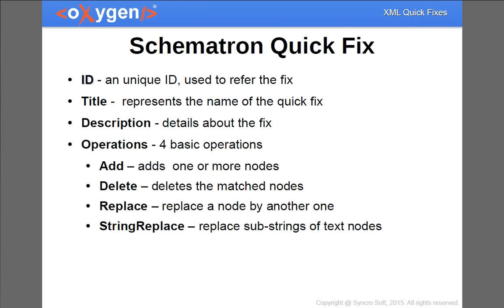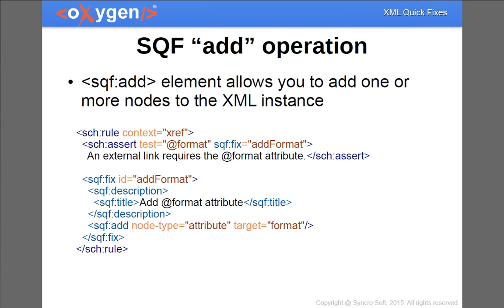The add operation allows you to add one or more nodes to the document instance. The delete operation is used to match the nodes to be deleted. With the replace operation, you can replace a node with another node or with other nodes. And the string replace operation is used especially for text nodes, and it also has a regular expression which can match substrings in the text node and replace these substrings. And I will show you some examples with these operations.